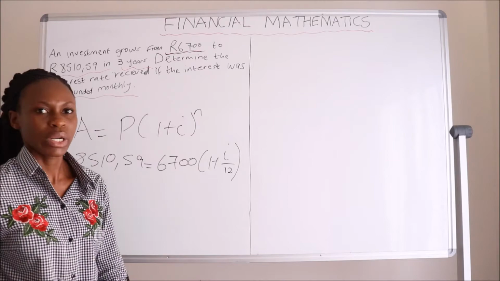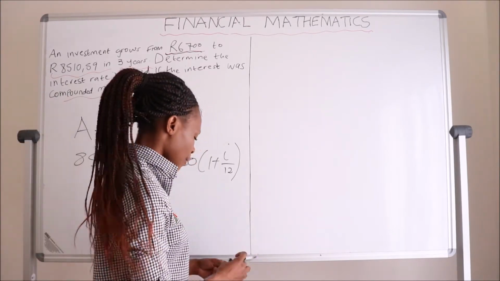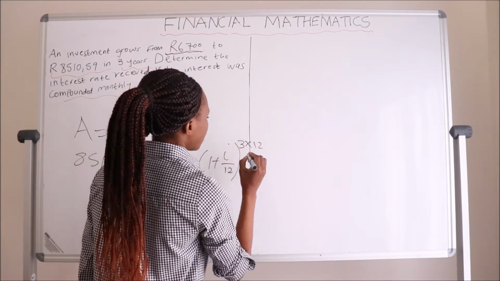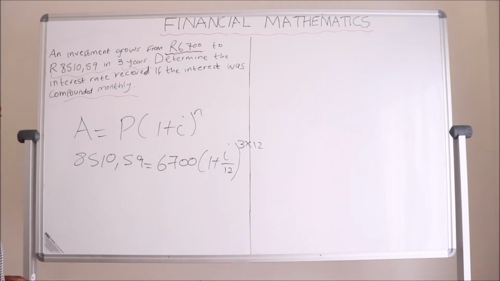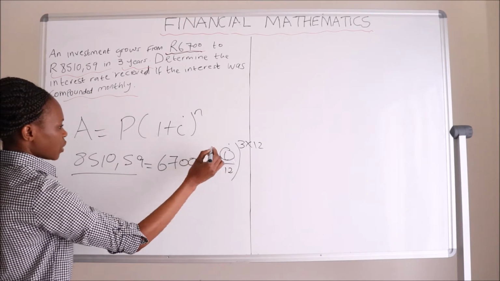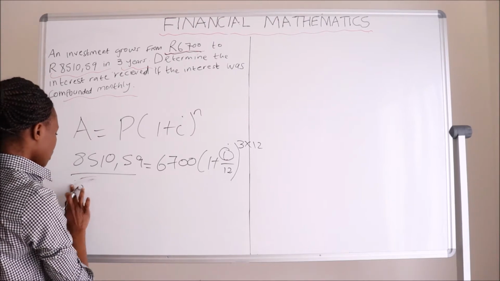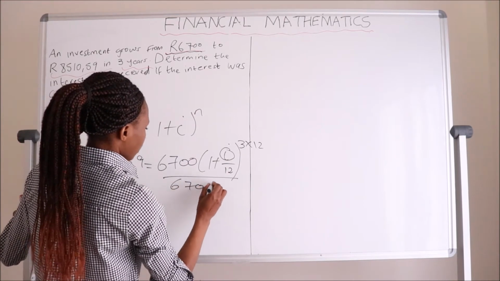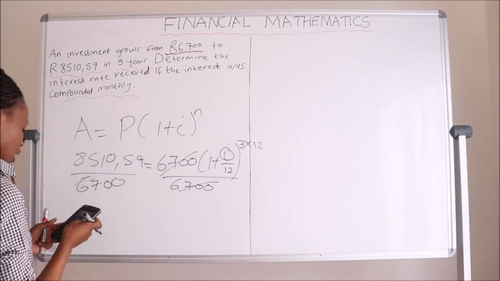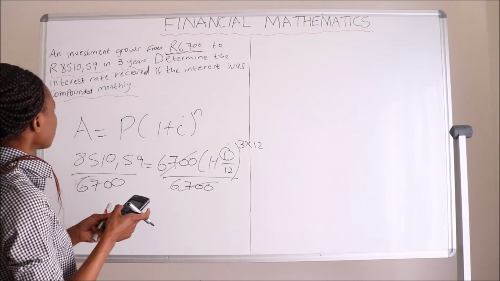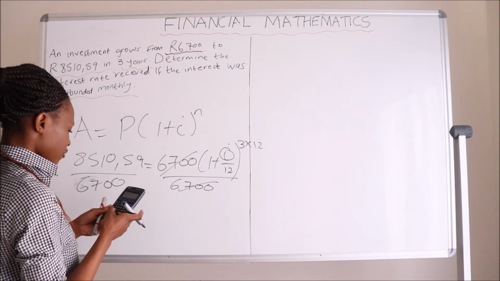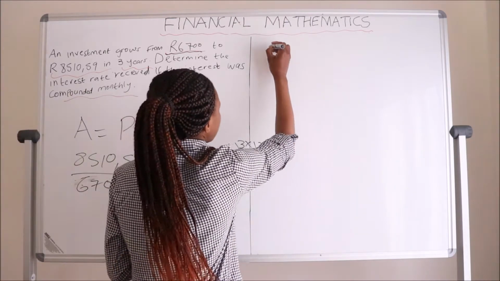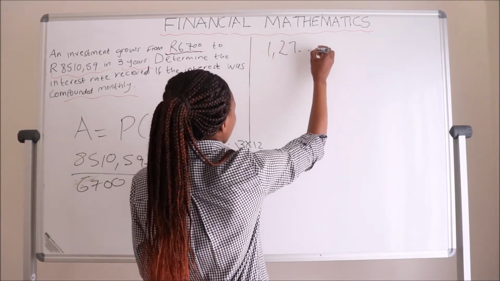That means that it will be compounded 12 times in a year, because we have 12 months in a year. And then here we have our n, which is equal to 3 years, and we also have to multiply our n with 12. Then to get our interest rate, which is our unknown, we will divide both sides by 6,700 to cancel that out, and then we'll have 8,510.59 divided by 6,700, which will give us 1.27 going on and on.